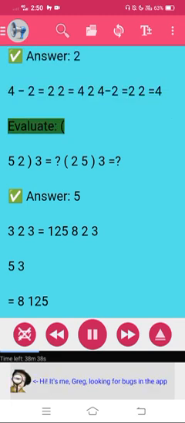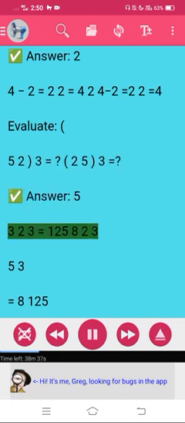Evaluate: 5^2 × 5^3. Answer: 5^(2+3) = 5^5 = 3,125. Then evaluate 2^3 to the power of 5... 5^3 = 125, and 8^2... 5^3 = 125.